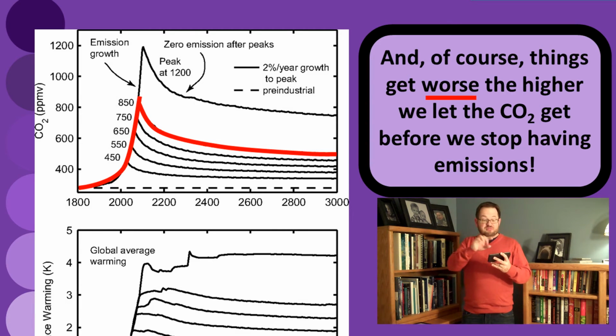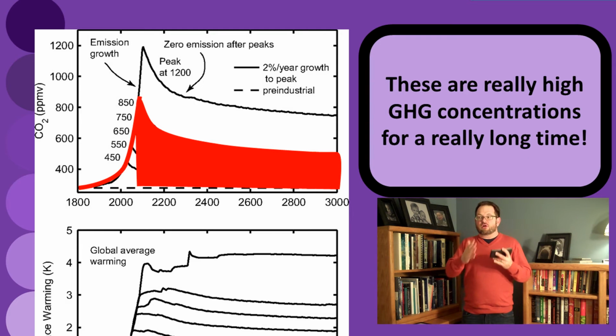Well, it's true, a lot of that carbon is removed in the first 100 years or so, but even out in the year 3000, the carbon dioxide concentration in the atmosphere is really high. That's a really big problem, because that means that there are these high greenhouse gas concentrations for a very long time. That means that we're going to be warming the planet for at least the next millennium or so.